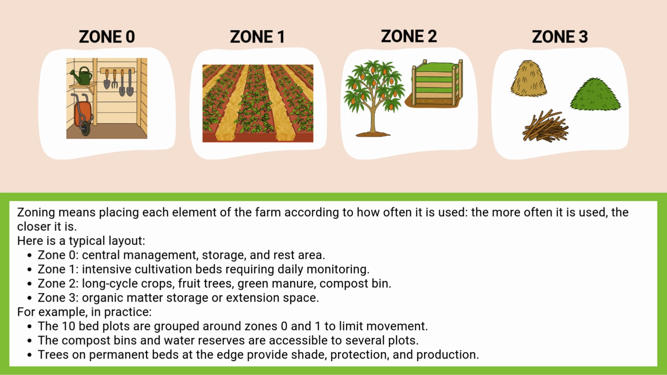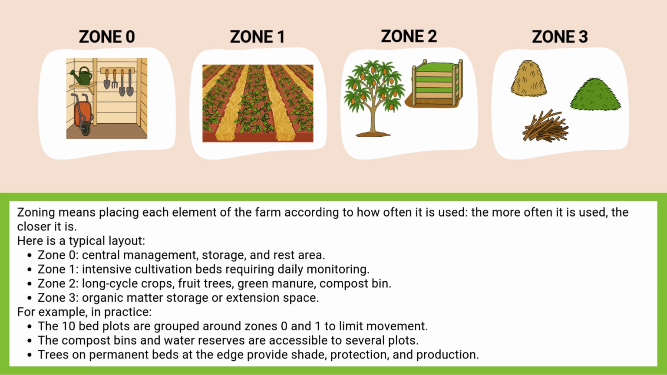Zoning means placing each element of the farm according to how often it is used. The more often it is used, the closer it is. Here is a typical layout. Zone 0, central management, storage, and rest area. Zone 1, intensive cultivation beds requiring daily monitoring. Zone 2, long cycle crops, fruit trees, green manure, compost bin. Zone 3, organic matter storage or extension space.